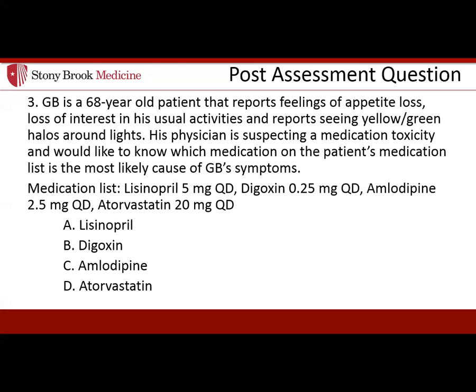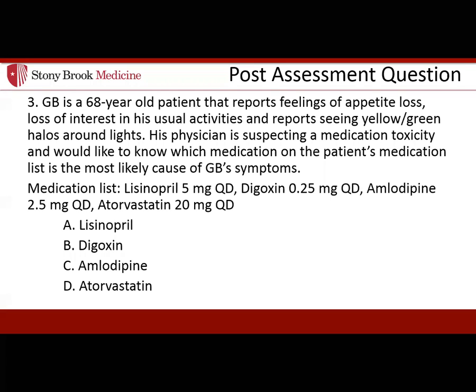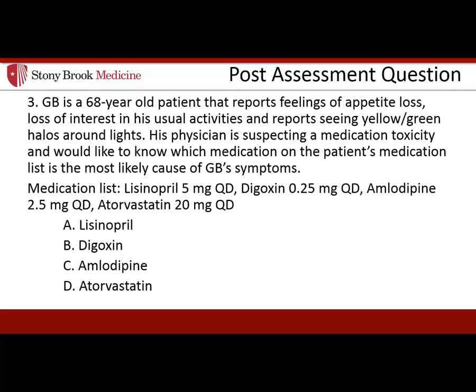So question 3, GB is a 68-year-old patient that reports feelings of appetite loss, loss of interest in his usual activities, and reports seeing yellow-green halos around lights. His physician is suspecting a medication toxicity and would like to know which medication on the patient's medication list is the most likely cause of his symptoms. So we have lisinopril, digoxin, amlodipine, or atorvastatin. Yes, digoxin. So that's going to be those yellow-green halos.